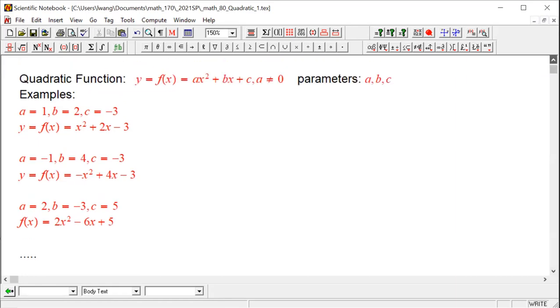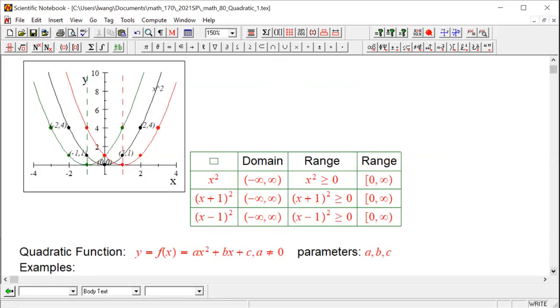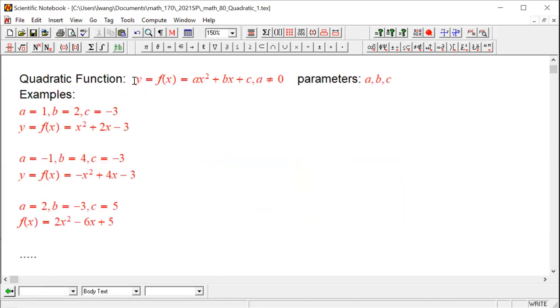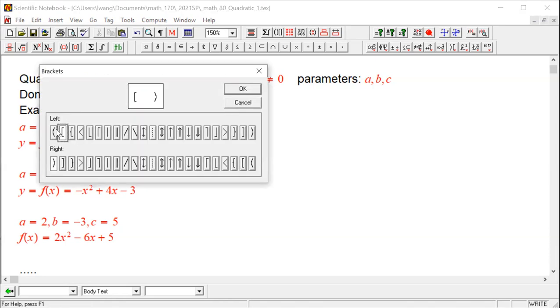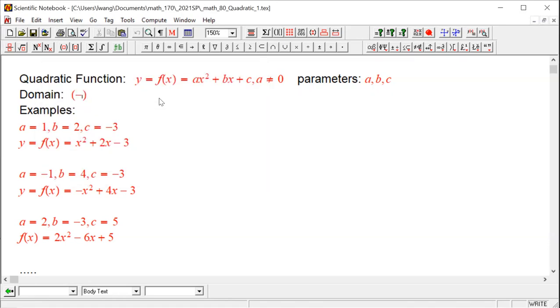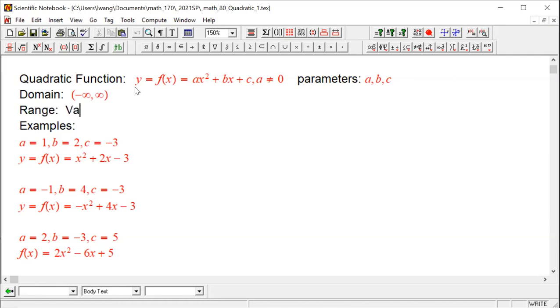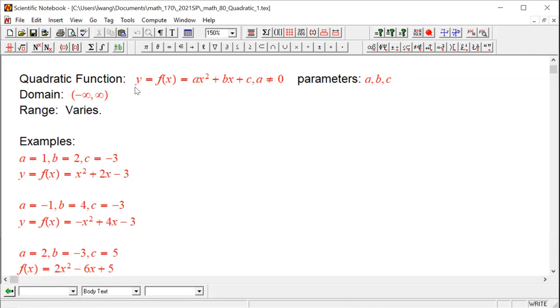We're going to talk about that special form right now. For a general quadratic function, the domain is all the same. We don't need to worry: the domain is always all real numbers, from negative infinity to positive infinity. How about range? Range varies, but we do have some patterns.